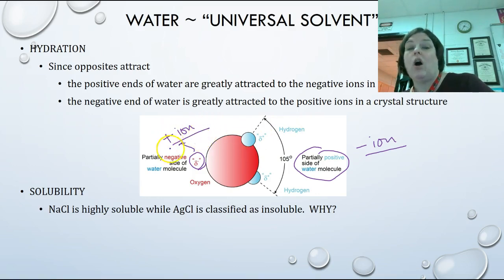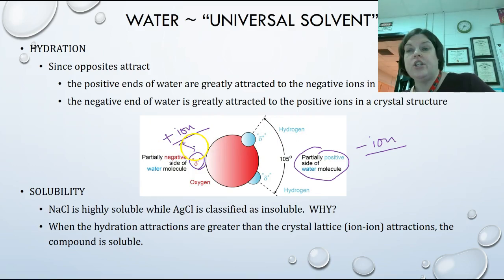And it goes back to this law of attraction here. When the hydration attractions, the attraction of this delta negative to this positive ion and this delta positive to this negative ion, are greater than the attraction of the ion to the ion, then the compound is soluble. If it's not greater, then the compound is considered to be insoluble. But insoluble doesn't mean nothing dissolves, so you have to get past that kind of wording. Insoluble simply means that not enough of it dissolves to be traceable.